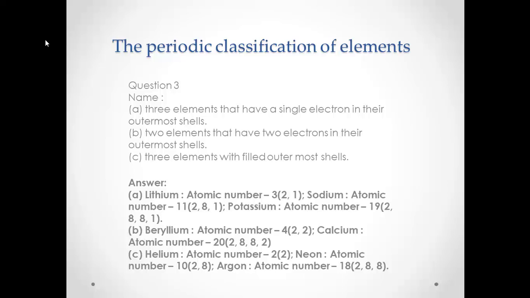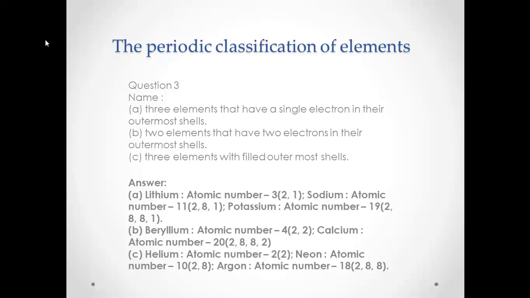Second part is 2 elements that have 2 electrons in their outermost shell. So 2 electrons means they belong to the second group. So you can write any member from the second group. Here beryllium and calcium are given. You can write beryllium, magnesium, calcium, strontium, etc.